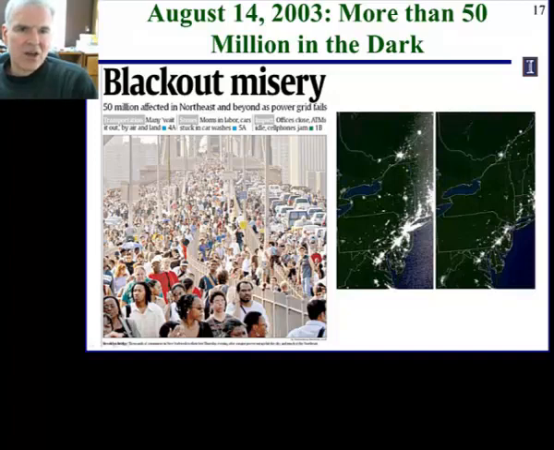and Canada were affected. The image over here shows a satellite image of the lights in this region the day before the blackout and then the day of the blackout. And you can notice that most of New York City is missing there. Outages affected Toronto and a number of other cities.